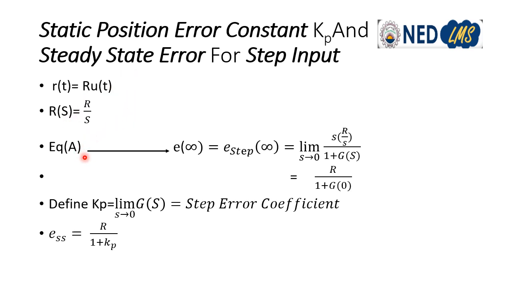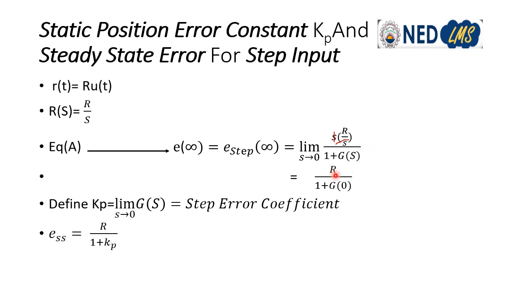Then equation A we have previously defined implies that we have put the value of R(s) here, s times R(s). So R(s) is actually R upon s, upon 1 plus G(s). If you remember, we have derived the equation A, s R(s) upon 1 plus G(s). So R upon s, s and s will be cancelled out here. Then it will become R upon 1 plus G of 0.